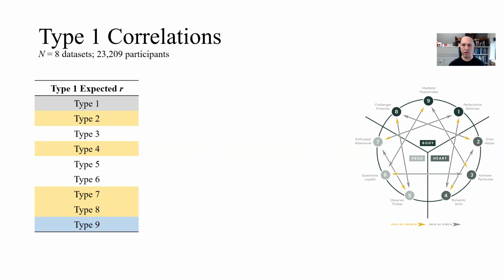And so I did, from 8 published data sets that show the correlations between types, a meta-analysis, and I did 2 of these.